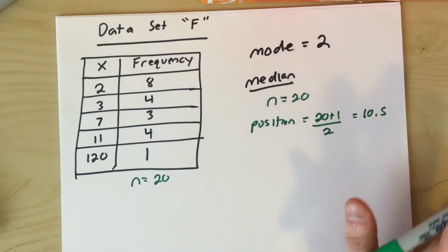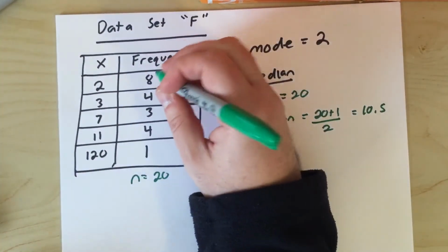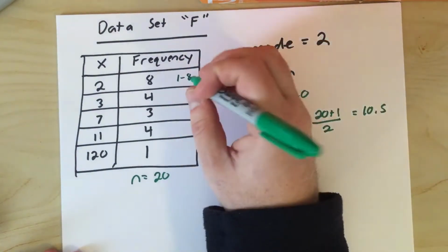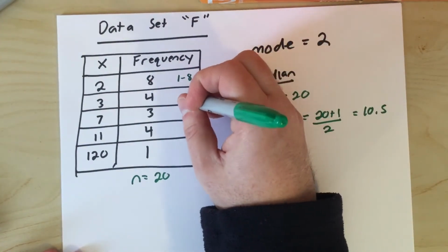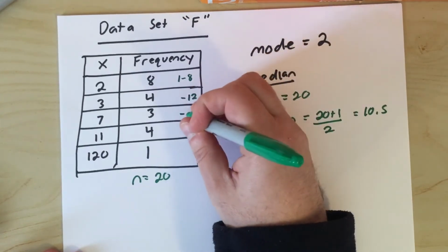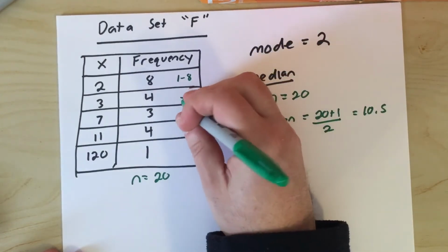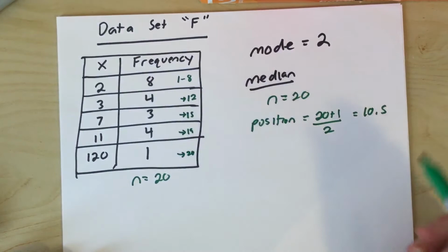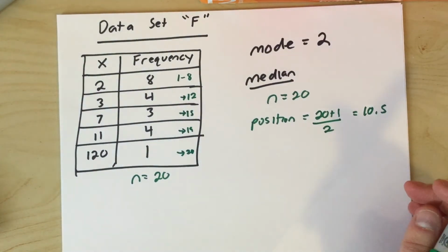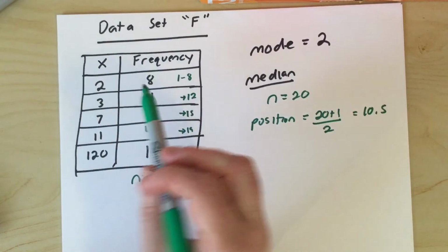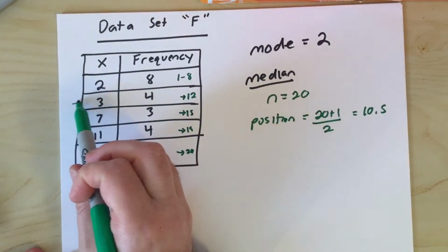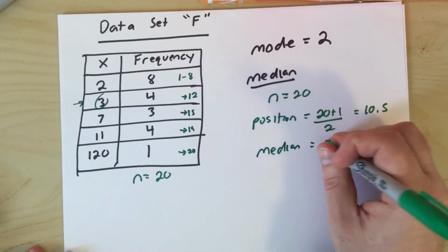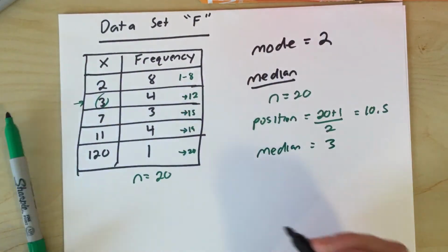So we know the answer is going to be 3, but let's say we didn't totally know that. So over here, this has positions 1 to 8. And then this one, it's the next 4, so that goes up to 12. And this one has the next 3 numbers, so it goes up to 15. And the next 4, so that goes up to 19. And that goes up to 20. So the 10th and 11th are both going to be in this row over here. So it's going to be a 3 and a 3. And the median turns out to be 3.